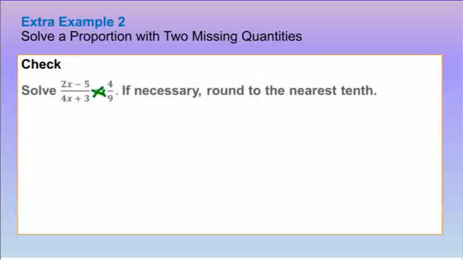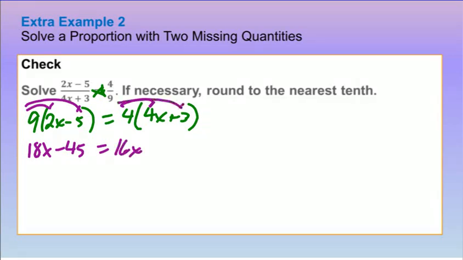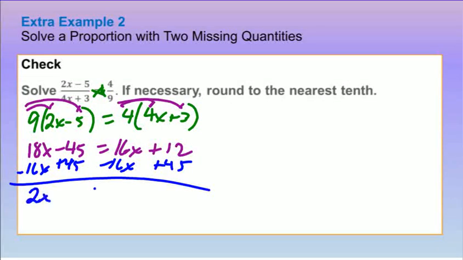Next, cross multiply again. So I'd have 9 times 2x minus 5 equaling 4 times 4x plus 3. Distribute, and I got 18x minus 45 equals 16x plus 12. Get my x's to one side, so I'm going to subtract 16x, and I'm going to add 45. That gives me 2x equaling 57.